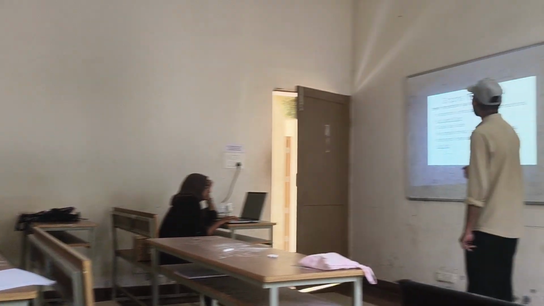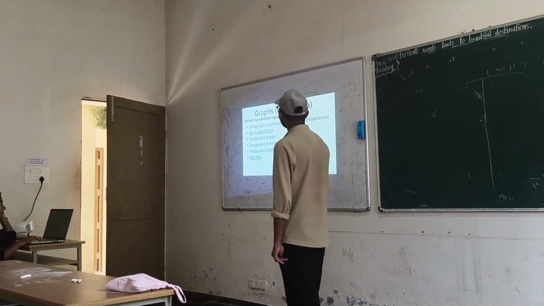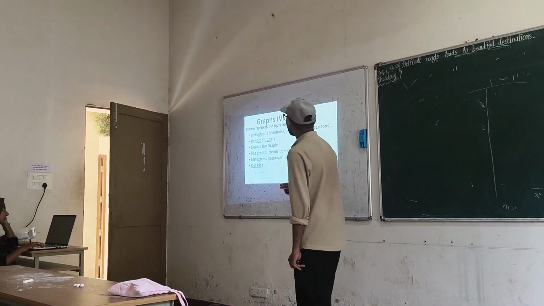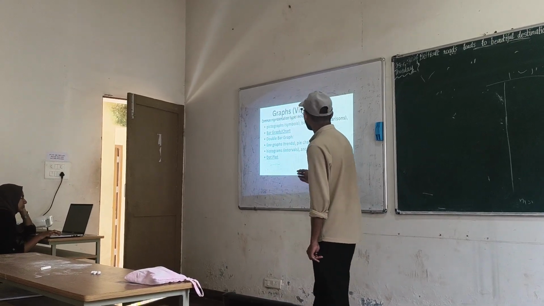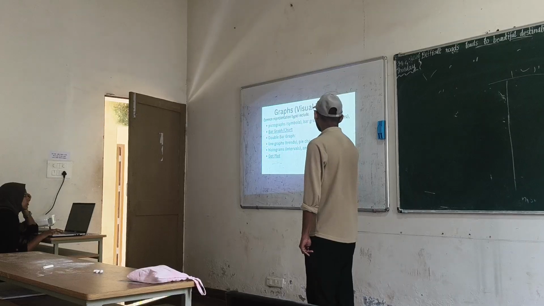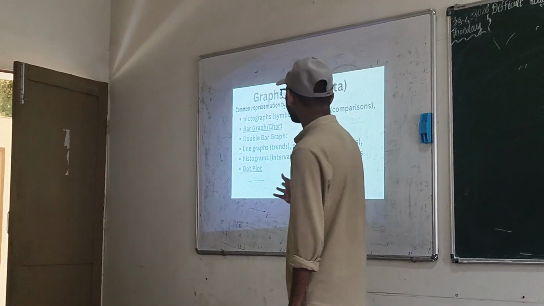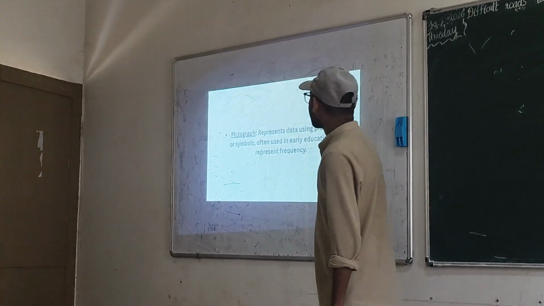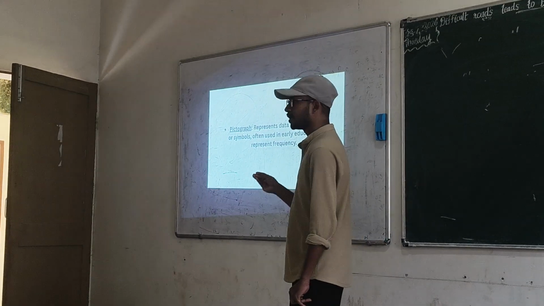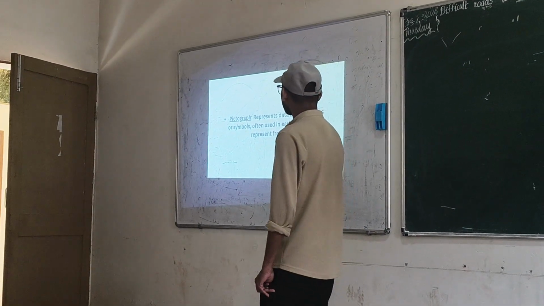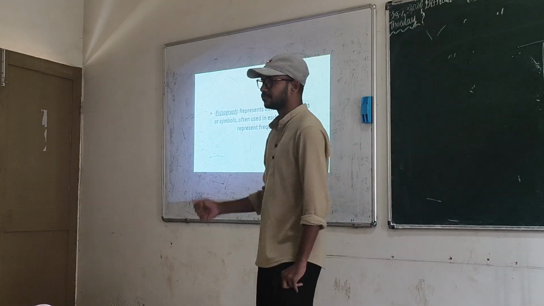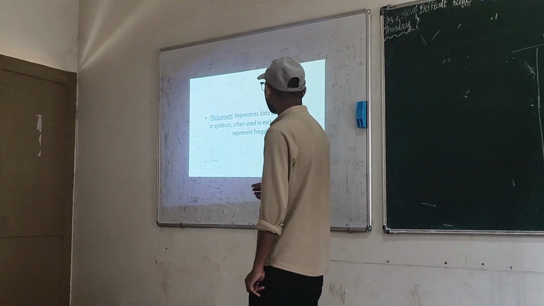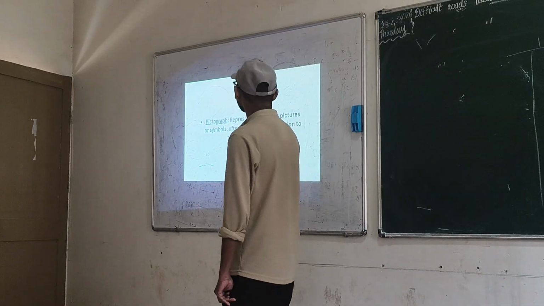We can represent this data in various forms. The common representation types include pictographs, bar graphs or charts, double bar graphs, line graphs, pie charts, histograms, tally charts or tables, and also dot plots. We can see the pictograph, which represents data using pictures or symbols, often used in early education to represent frequency.